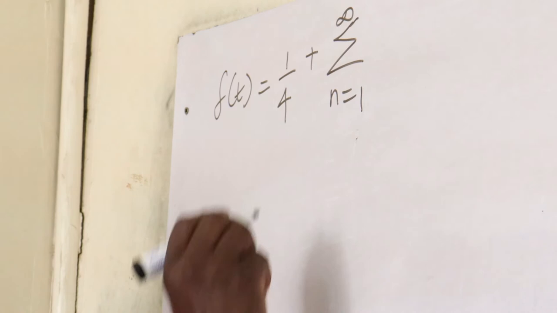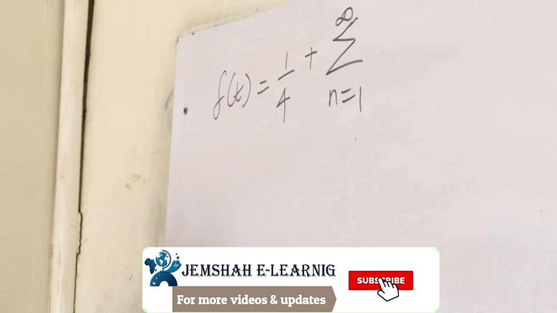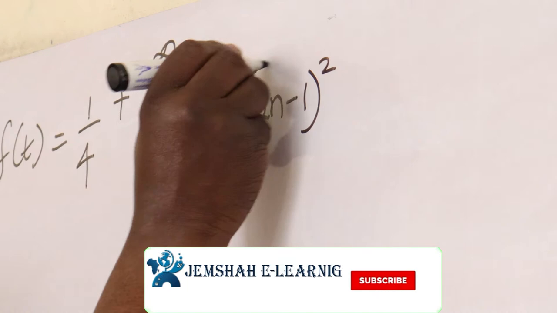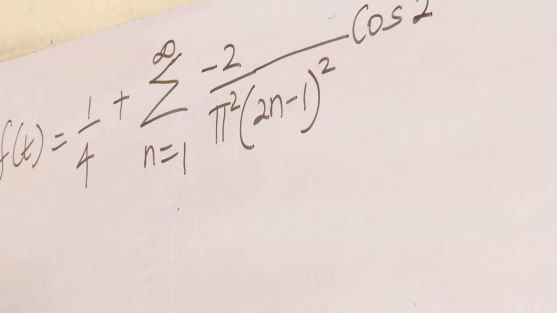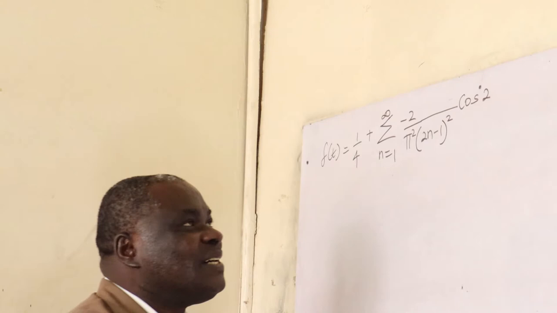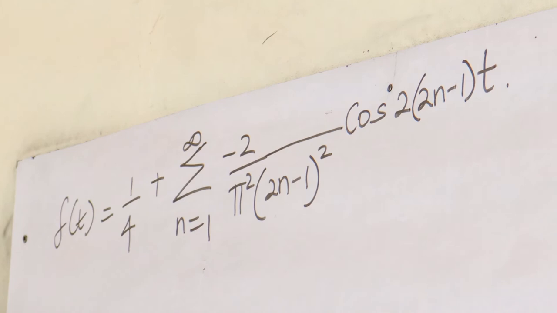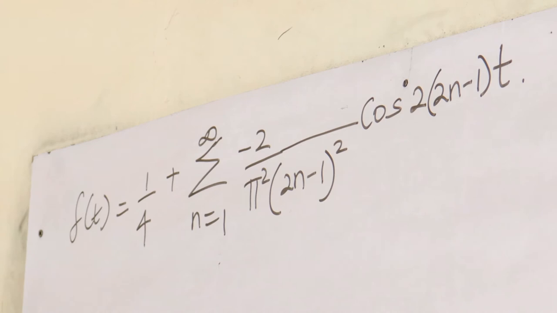plus summation. Our an was minus 2 all over pi n squared, and only defined for odd. So we say minus 2 all over pi squared, where there is n, now we insert 2n minus 1, then we square. This one is going with cos 2nt, but n now must be odd. So where there was n, you insert 2n minus 1, then multiply by t. That is the Fourier series representation. We were only told to get the Fourier series representation, but we can simplify this one a bit.